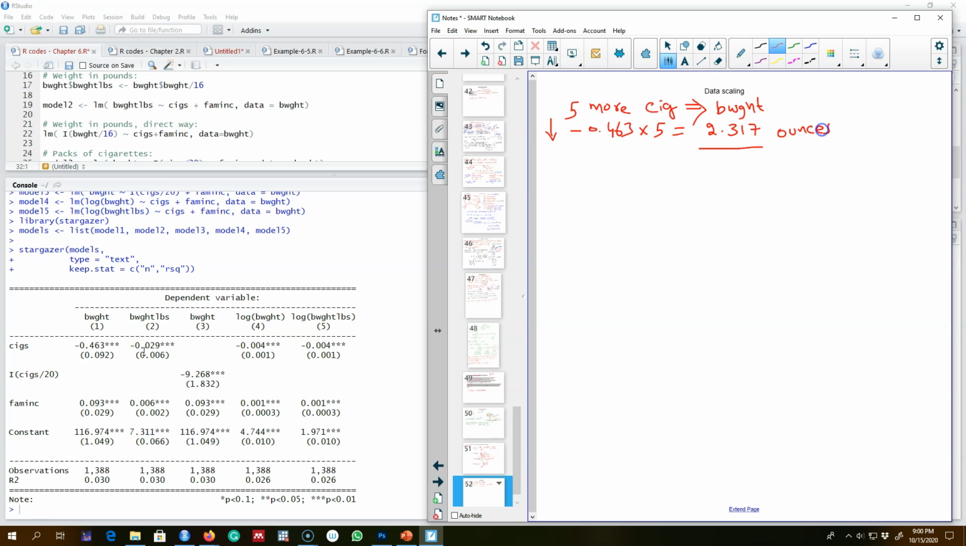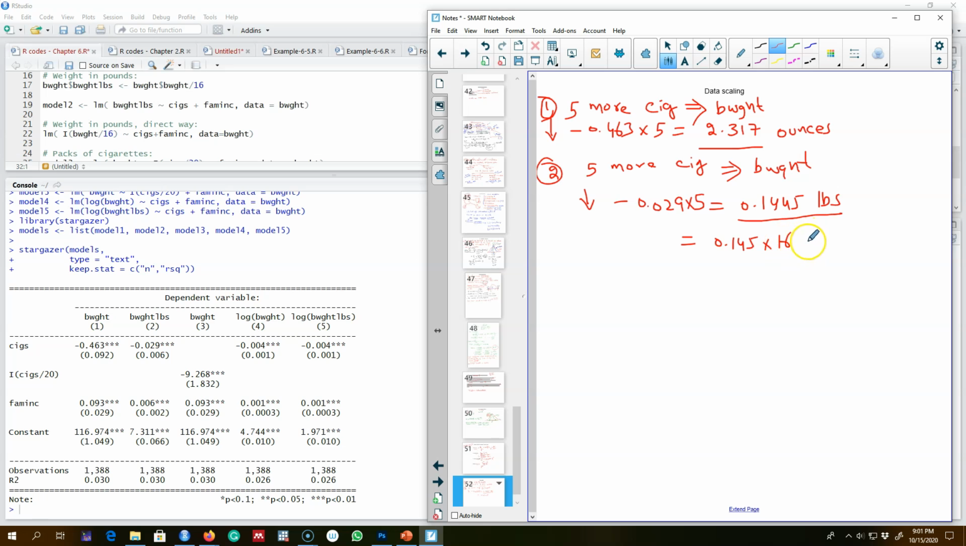So this will give us 2.317 ounces. In the second model, we are using birth weight in pounds rather than ounces. From model 2, we get that birth weight will reduce by -0.029 multiplied by 5, 0.14 pounds. And in terms of ounces, this is equal to 0.145 multiplied by 16, because there are 16 ounces in a pound. This will give us 2.31 ounces. This is exactly equal to what we got here.